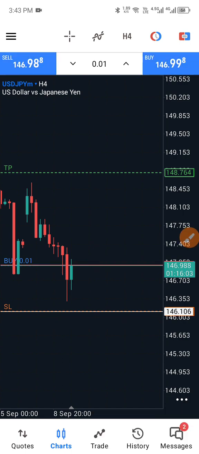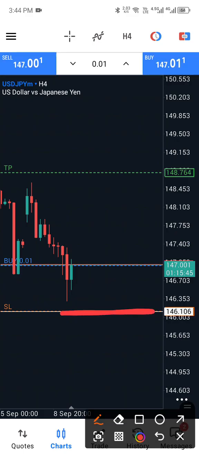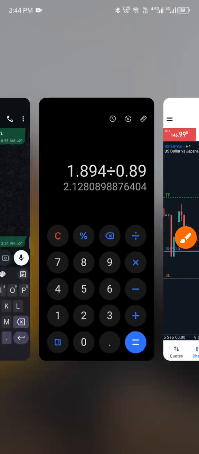The entry price is 146.996 that we've gotten already. So you calculate the entry price minus my stop loss. What's my stop loss price? How do I know it? This is the price, 146.106. So let's calculate that. Take note, I'm calculating the distance from my entry to my stop loss. I want to know this distance here. So I go to my calculator.